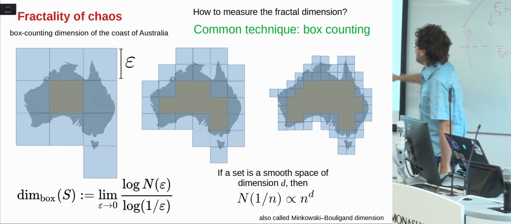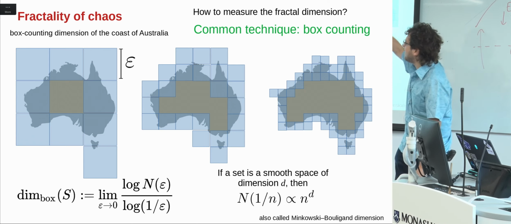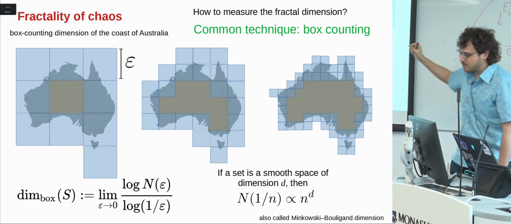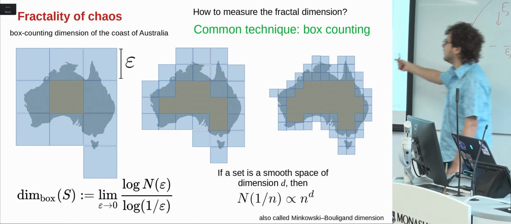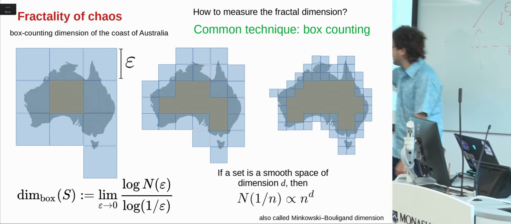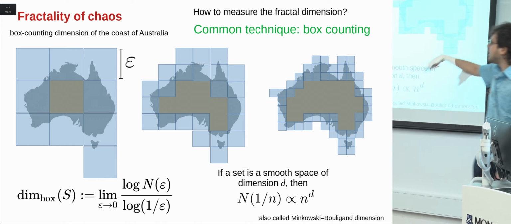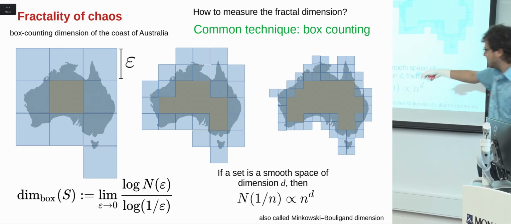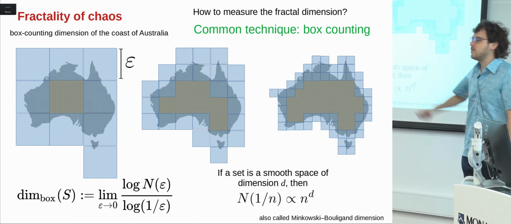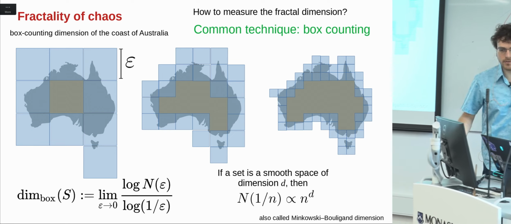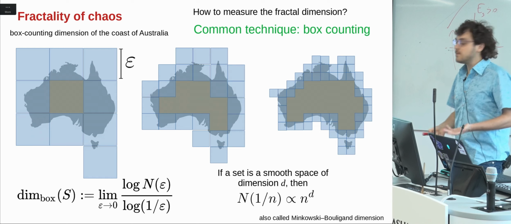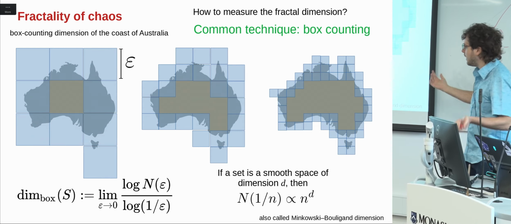And the idea is that if you take these boxes of length epsilon and you cover your coastline, and then you make the boxes smaller, you also count how many boxes you have to take for covering the entire coastline. And then you take this limit: the logarithm of the count of these boxes divided by the logarithm of 1 over the side of the squares. This should tend to what is called the box dimension of this fractal set, of this set of points. And if the set is a smooth space, you should see an integer dimension.